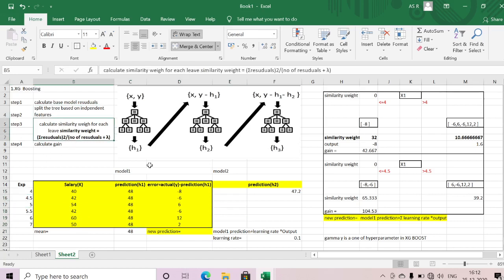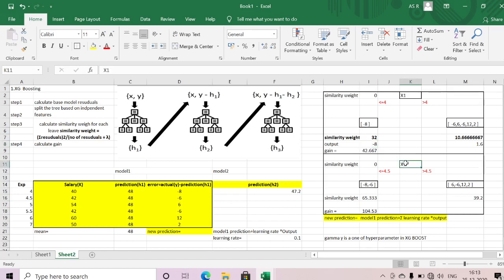Here the splitting is done and we also calculated the gain. Next we'll see the prediction. I calculated the similarity weight, and from the similarity weight we calculate the prediction. Now we'll calculate the output of each and every leaf. For example, if x is less than 4, I will come to this leaf. My prediction output is -8.